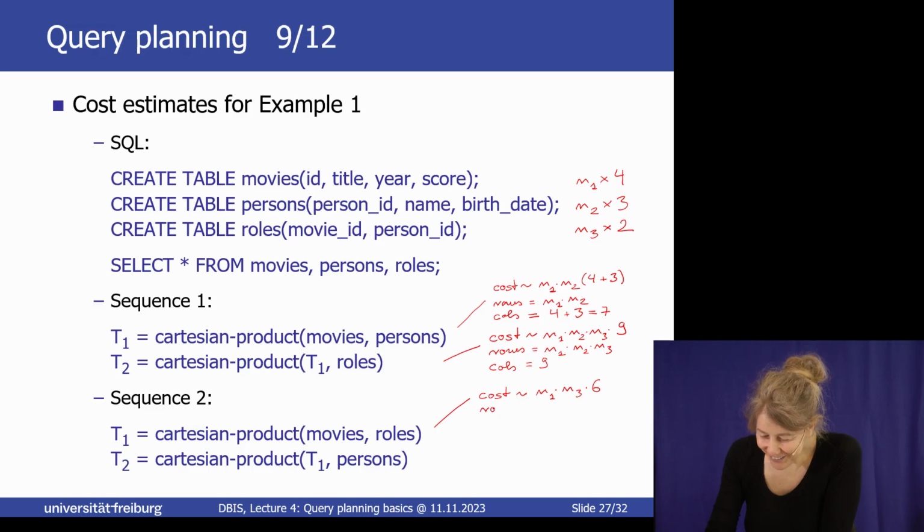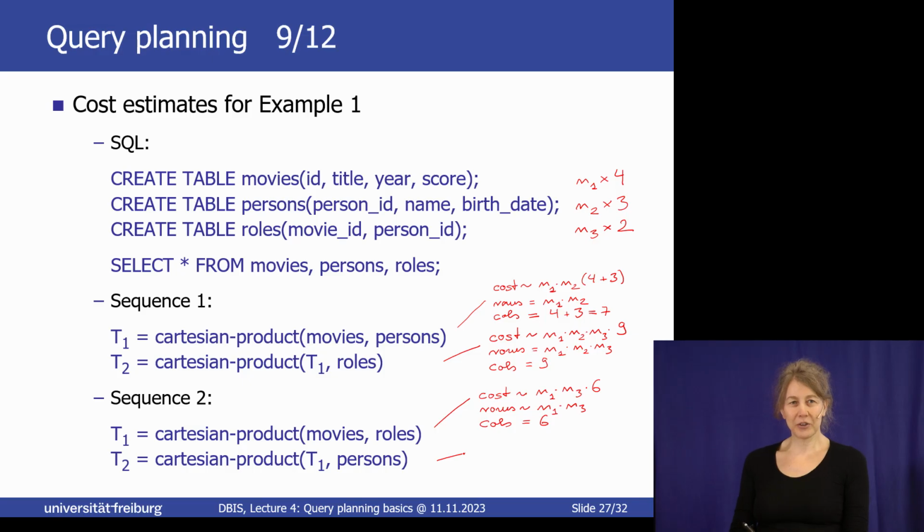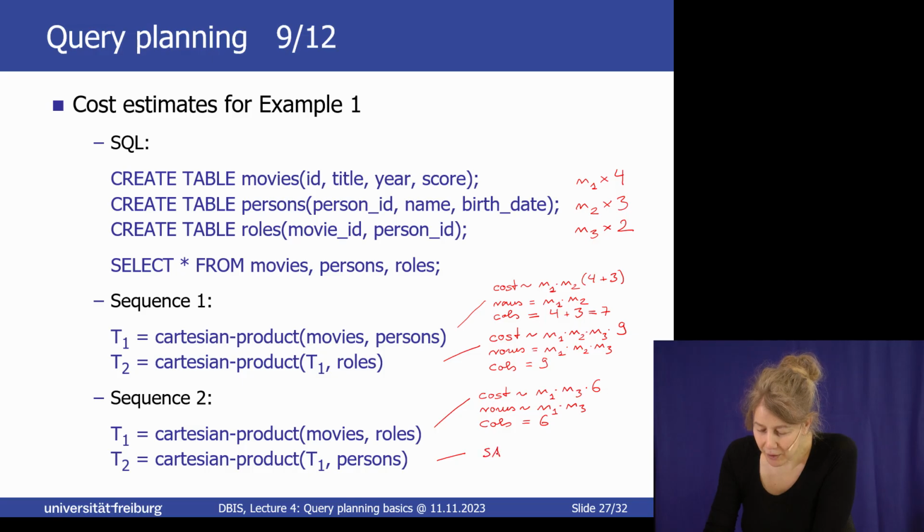Okay, we have to do 2 more. So the number of rows is just N1 times N3, and the number of columns is just 6. Without much thinking, what's the result for the second one? The same. Yeah, it's the same, that's what we already realized. Exactly the same, same as above. We don't even have to do it.